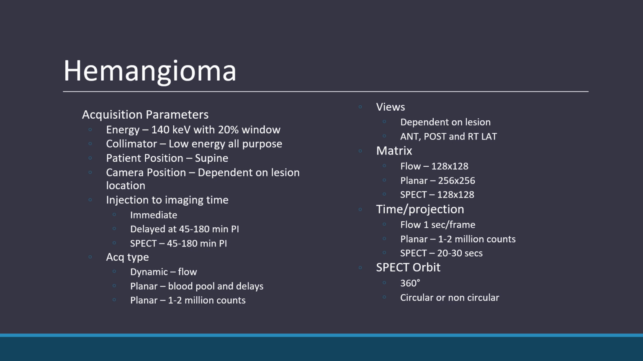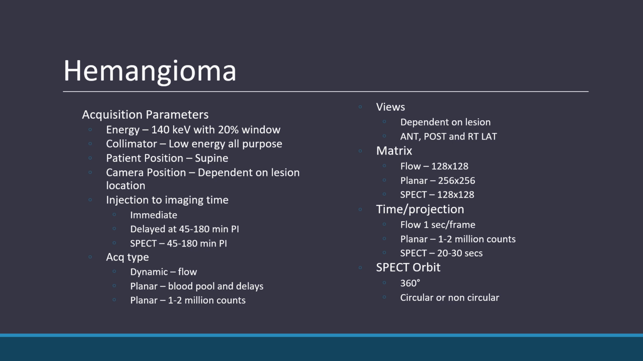The acquisition type is your initial flow, followed by some planar blood pools and delays, and then planar images go for about 1 to 2 million counts. The matrix is 128 by 128 for the flow. You can use a little bit more detailed images on the planar, so those would be 256 by 256, and SPECT is 128 by 128. The initial flow is 1 second per frame, and then planar is 1 to 2 million counts, and SPECT is 20 to 30 seconds. The SPECT orbit is 360 degrees.